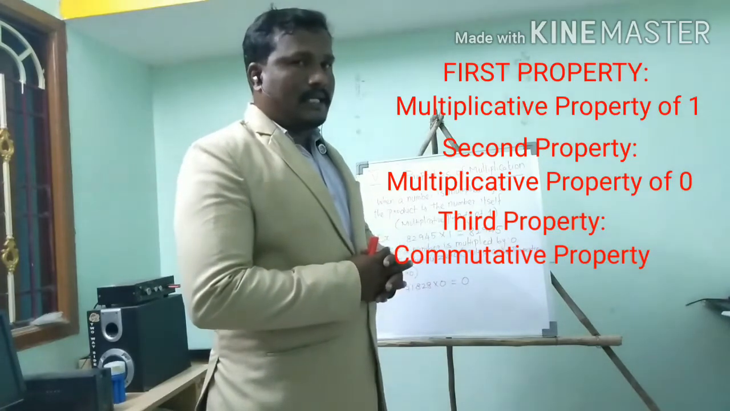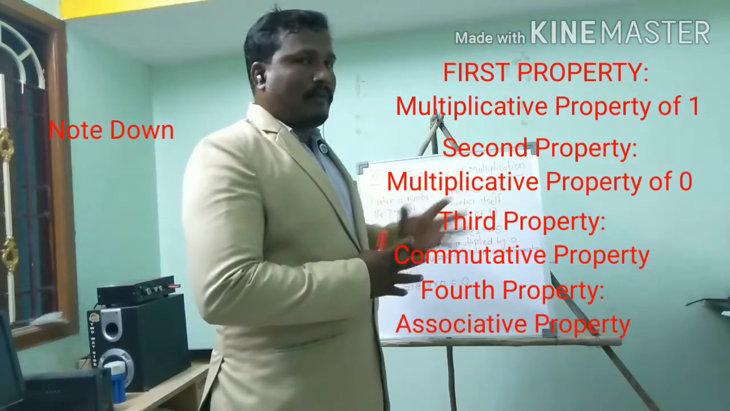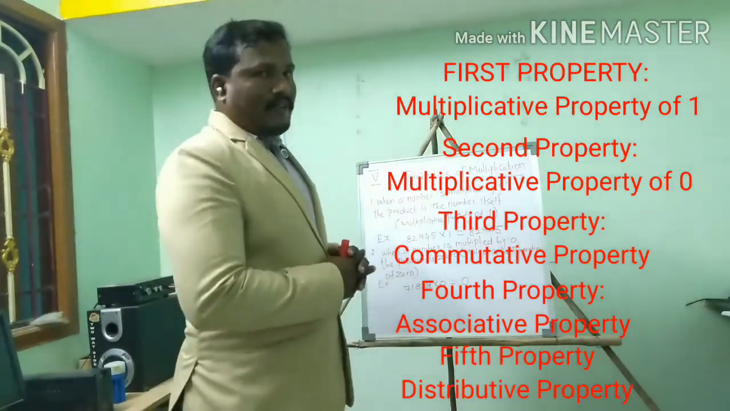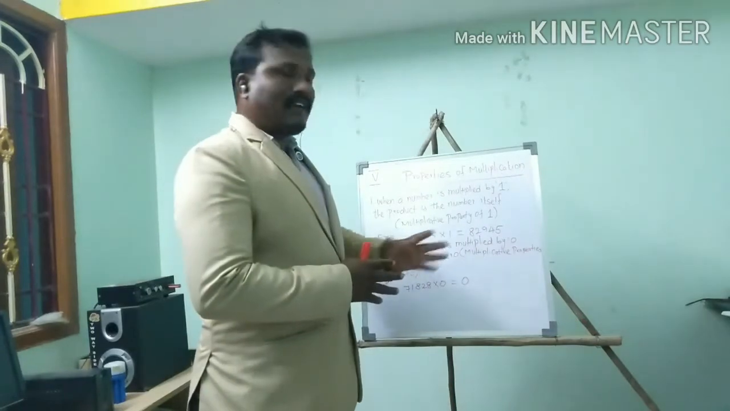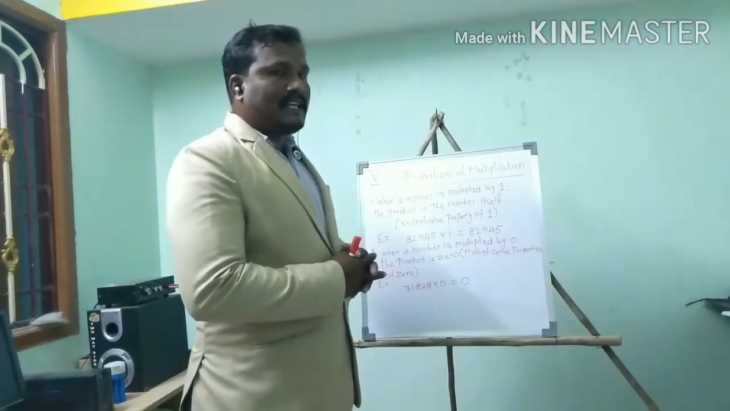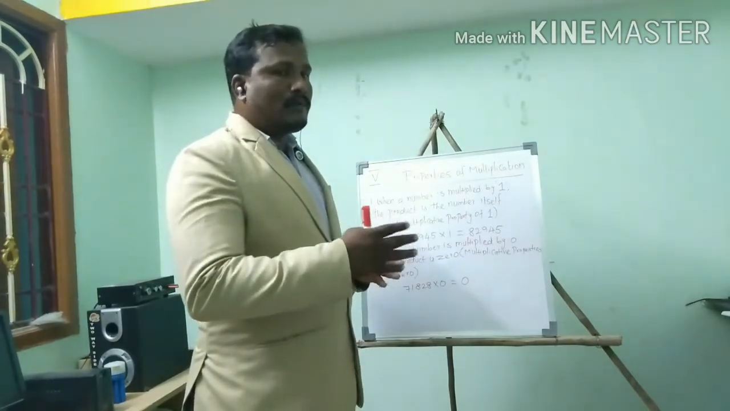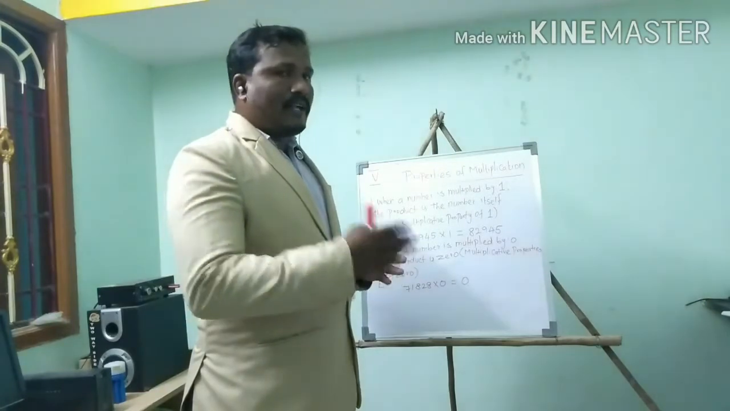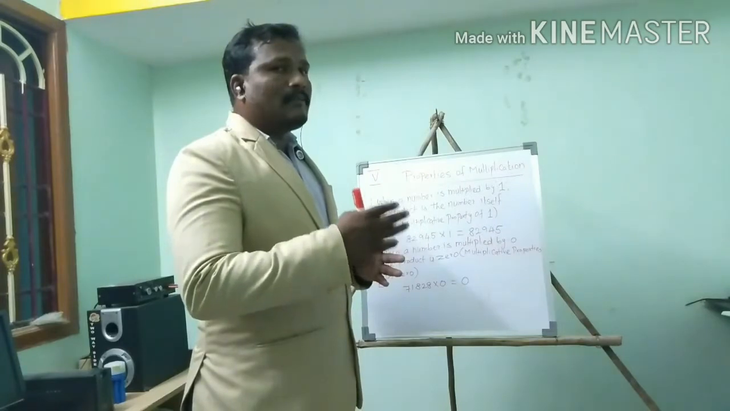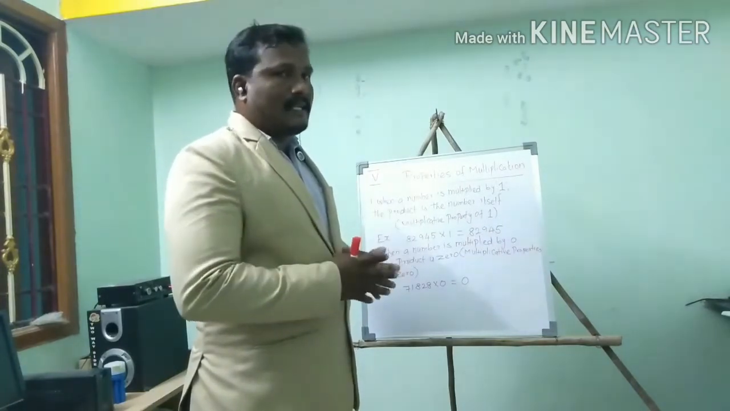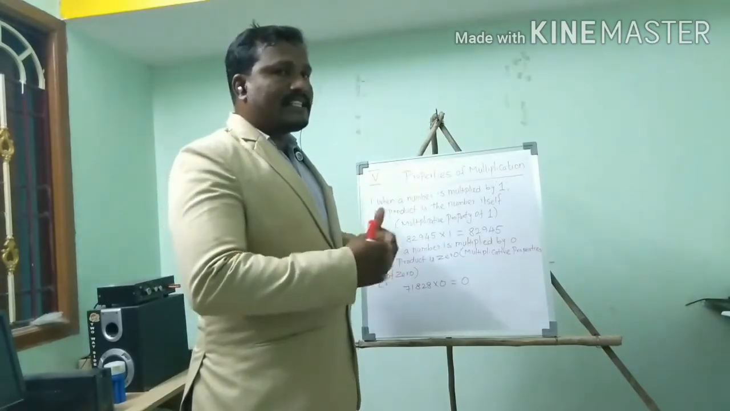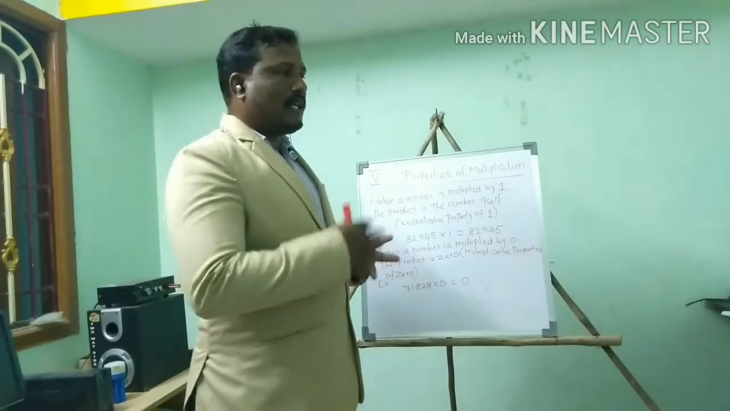In multiplication, the first property is the multiplicative property of 1. The second is the multiplicative property of 0. Then the third, fourth, and fifth; there are 5 types of properties. Listen carefully, one property at a time. Once you understand them, when you do multiplication sums you can avoid some problems and mistakes. I will tell you the properties of multiplication.